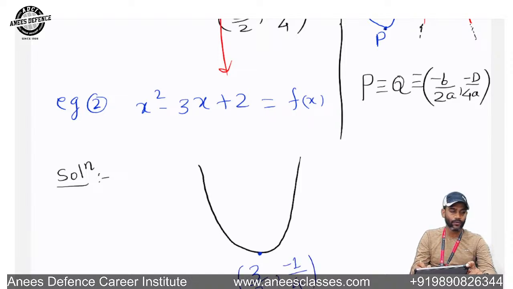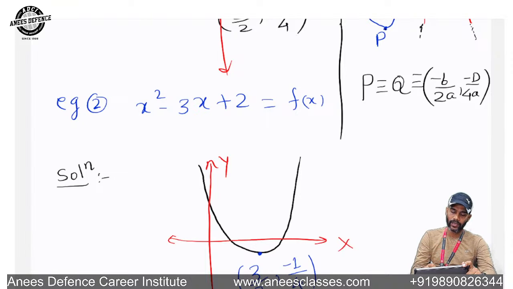Again, this point lies in the fourth quadrant. So the y axis will be on the left of this particular point, and the x axis would be just above this point. This is the y axis, this is the x axis, and this is the origin. Now, what are the roots of this equation? We already know 1 and 2. So 1 will be on the left and 2 would be on the right.